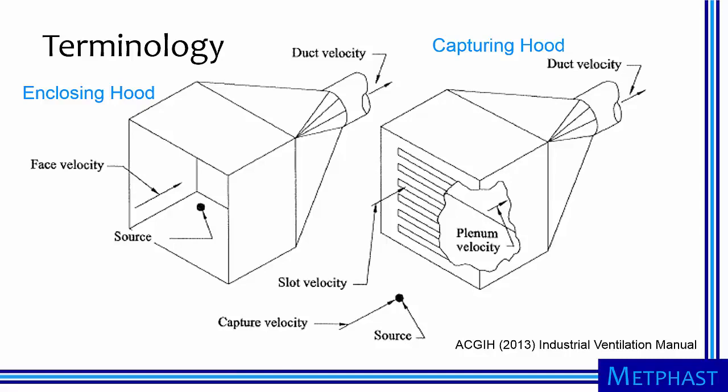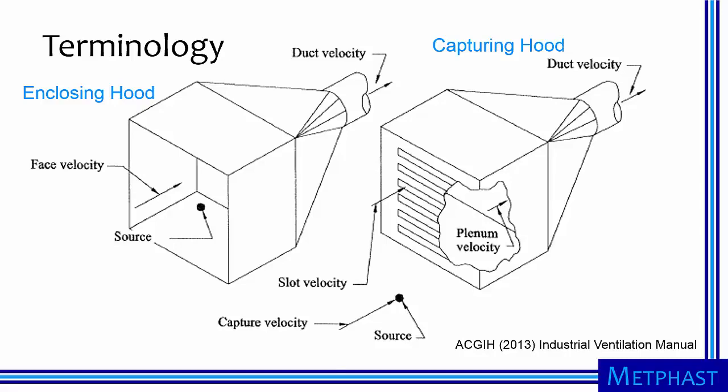We need a few terms introduced before starting. We've already introduced duct velocity, which when multiplied by duct area gives us airflow. As shown at left, the source is fully or partially enclosed in an enclosing hood. Typically, the face velocity is specified for these hoods to ensure the contaminants from the source do not enter the workplace. As shown at right, the source is located outside of a capturing hood.